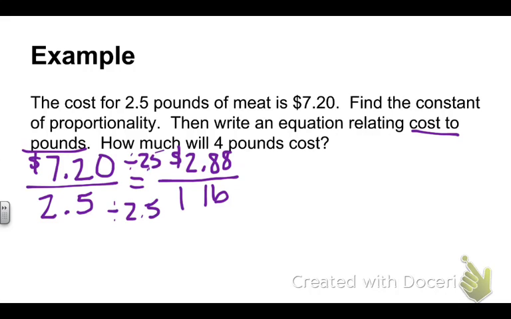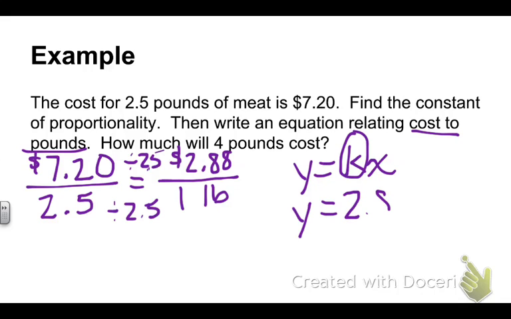Alright, so write an equation for that. Here's our equation. Y equals K times X. K is our constant of proportionality. That's what we just found. So we're going to replace K with $2.88 times X. So now the last part, how much will 4 pounds cost?